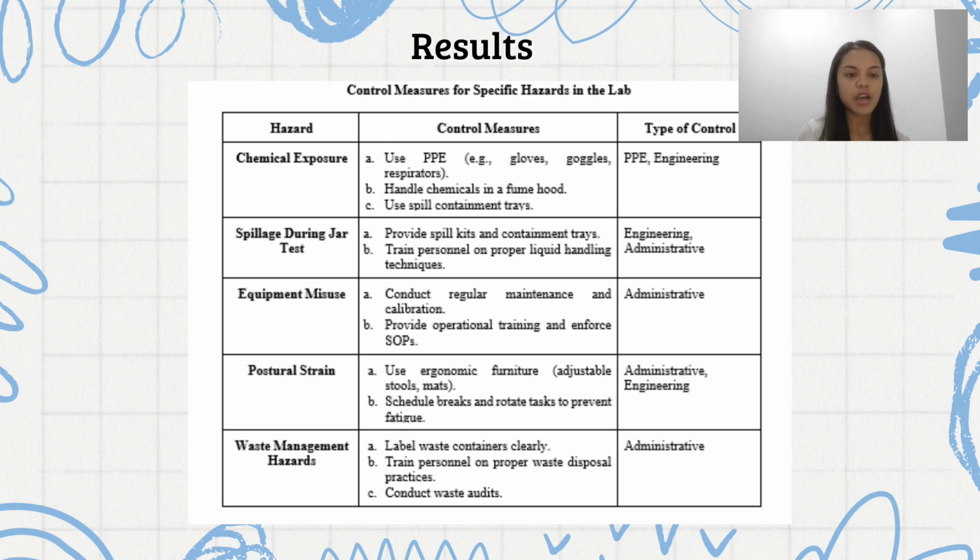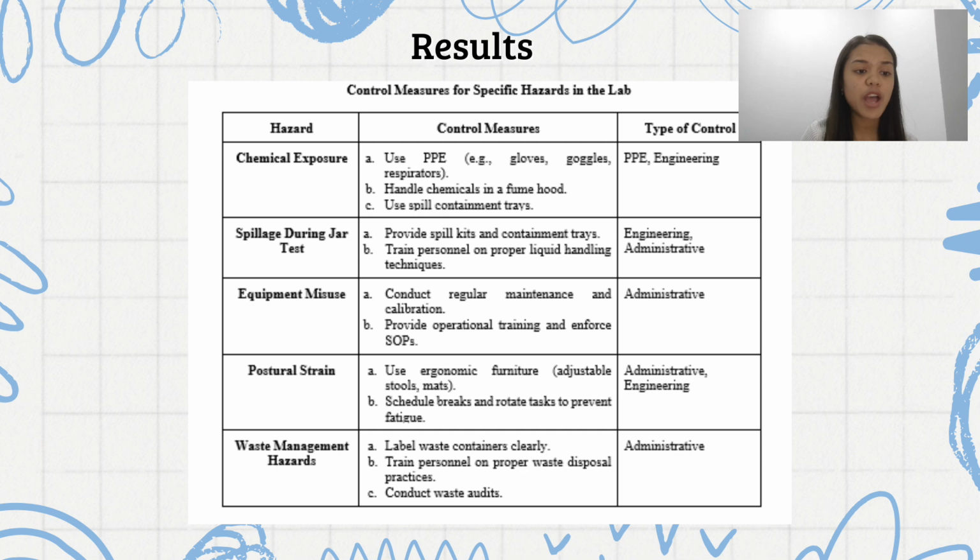So here we have the table. As you can see in the table, we have control measures for specific hazards in the lab. For the chemical exposure, the control measures are to use PPE like gloves, goggles, and respirators, handle chemicals in a fume hood, and use spill containment trays. The type of control is PPE and engineering.